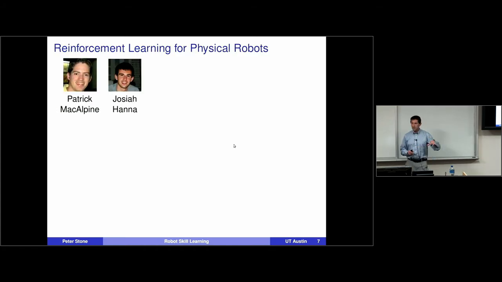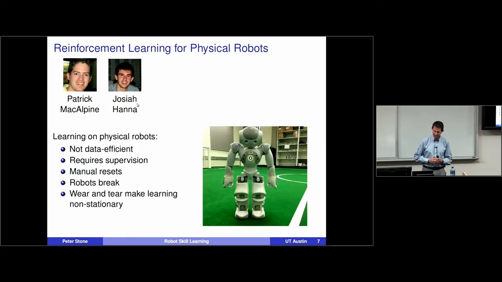Here I am going to go a little bit deeper, but again, for full details, you'll need to go to the paper or talk to me offline. The goal here is to do reinforcement learning on physical robots, and this is joint work with Patrick McAlpine, who's at Microsoft Research now, and Josiah Hanna, a PhD student who's on the job market, actually just got his first faculty offer yesterday. He's very excited.